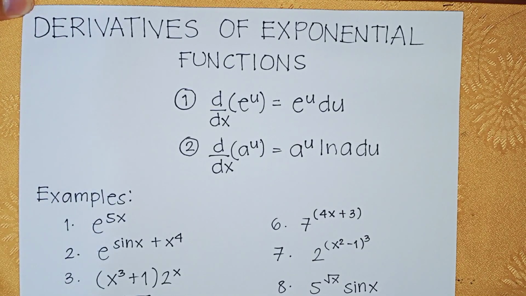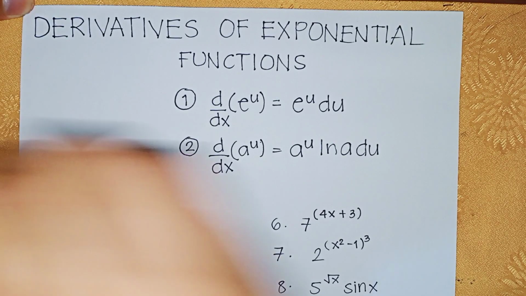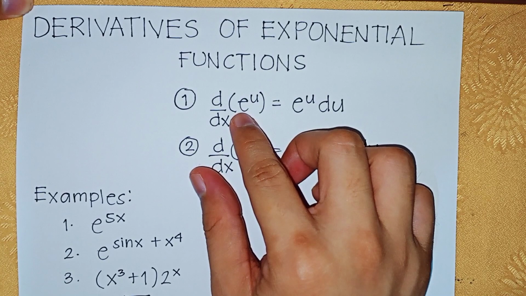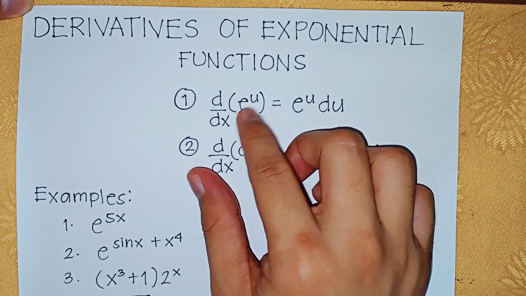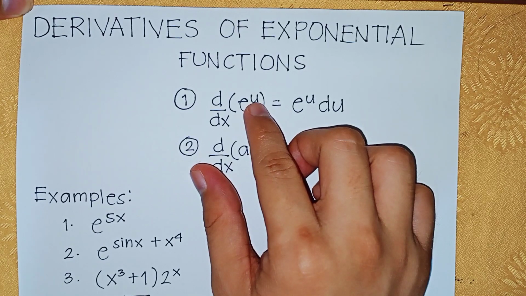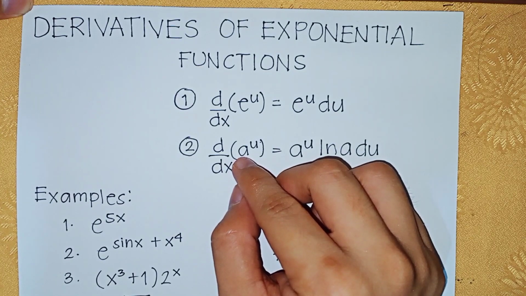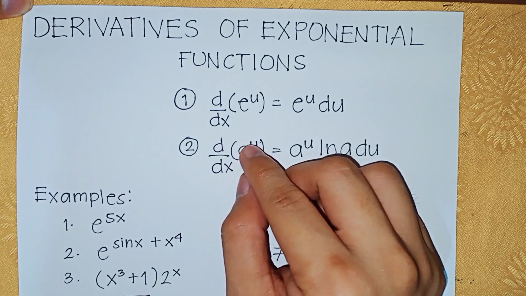Derivatives of exponential functions. So, kapag exponential functions, ang base natin ay constant. So, for example, itong e. So, Euler's number yan, constant yan. So, exponential function, ibig sabihin, yung exponent niya, isang function, no? Okay, so, second example, itong a. So, constant yan, naka-reach siya saan?